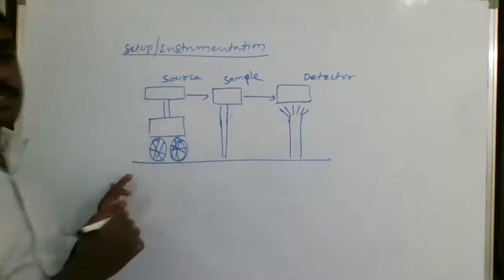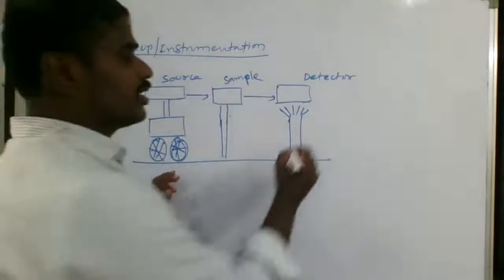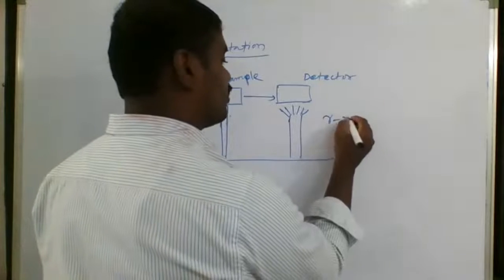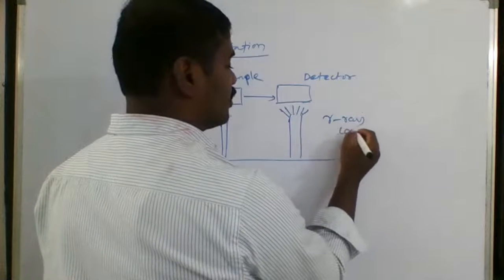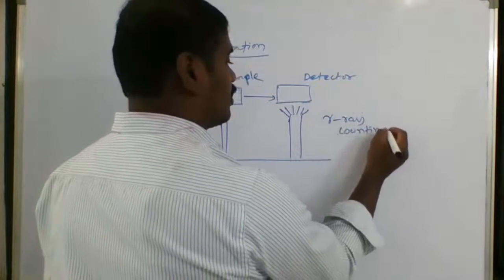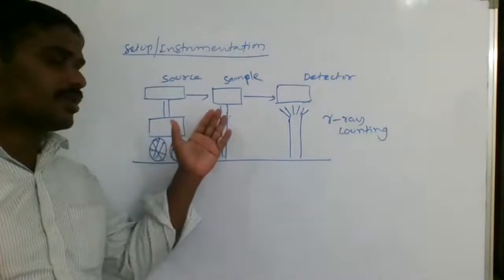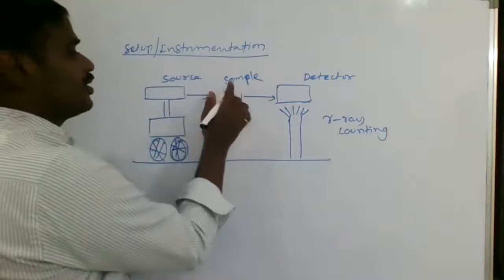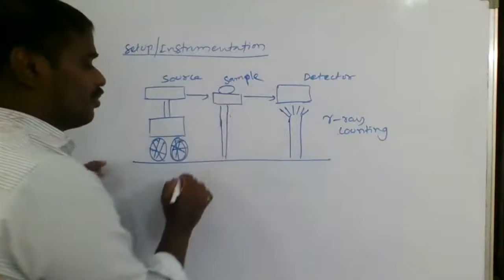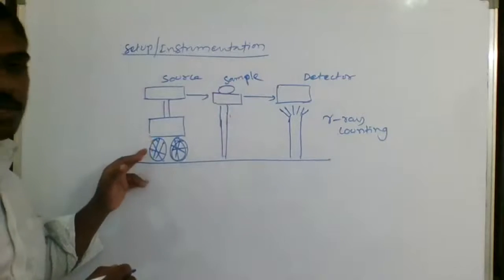So this is a detector. In this detector, gamma ray counting is done. So this is what happens: the source at one time moves towards the sample, another time it moves away from the sample. That's why this is of a flexible nature.